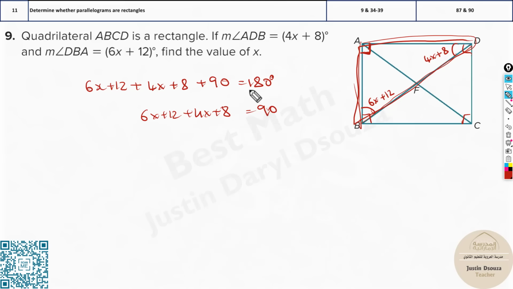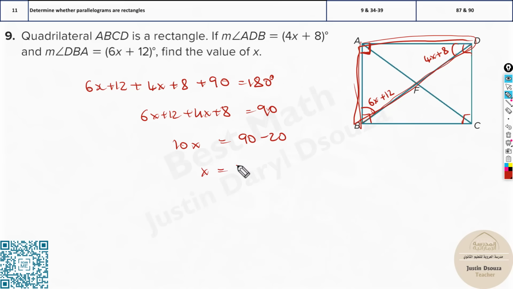Now since it's an electronic exam, you can just put this in the calculator and get the answer. The x value will be found if you just equate it in the calculator. Now here it'll be 10x, and over here we will have 12 plus 8, that is 20. I'll take it to the other side. So it'll be 90 minus 20.